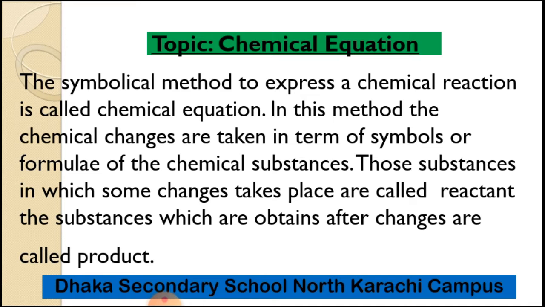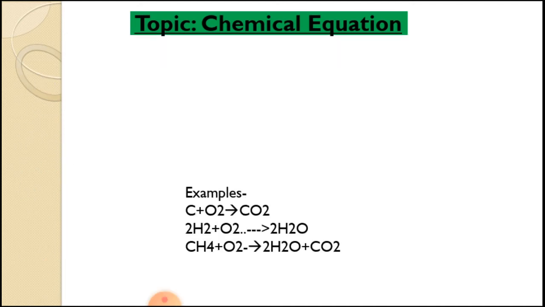Those substances in which some changes take place are called reactants, and the substances which are obtained after changes are called products. Products are written on the right hand side, while the reactants are written on the left hand side of an arrow. I can illustrate the chemical equation by a few examples.